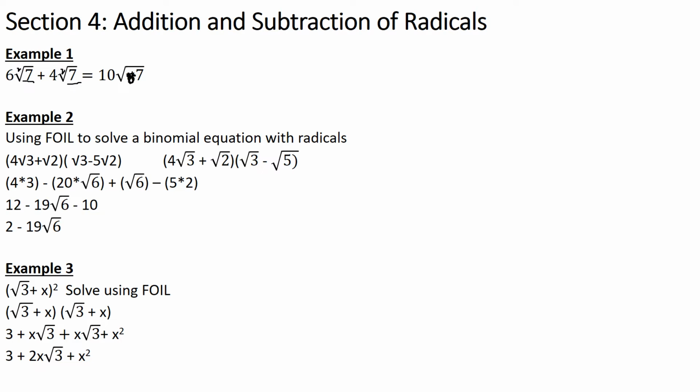We can use FOIL to solve binomial equations with radicals. If I'm multiplying 4 times square root of 3 plus square root of 2, times square root of 3 minus 5 square root of 2. Let's do the first terms first. 4 times square root of 3 times square root of 3: square root of 3 times square root of 3 is 3, that's square root of 9, which is 3. It's 4 times 3.